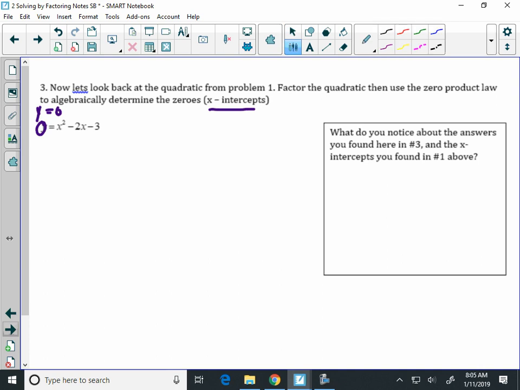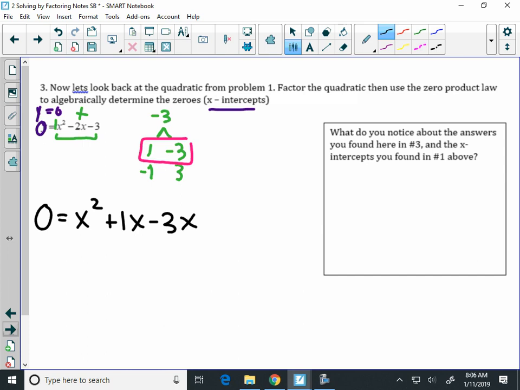So what we're going to do is split the middle. We have a 1 here, and we need two numbers that multiply to -3 and add to -2. I need one positive and one negative. So I'm going to have +1, -3, and we need the opposite, so -1 and +3. The combination that is going to add to -2 is 1 and -3. So I'm still going to keep it 0 equals, but I'm going to split the middle. So I'll have x squared plus 1x minus 3x, and then my last term minus 3.